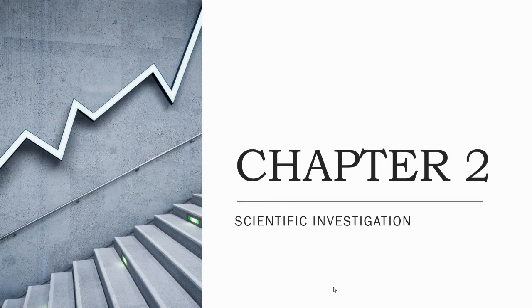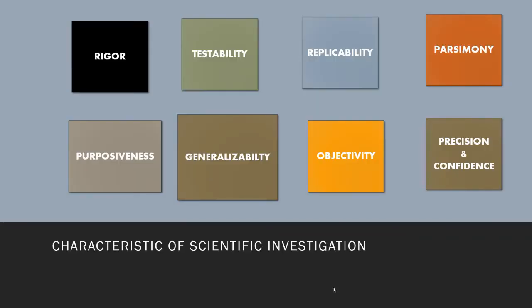So as mentioned previously, research is a scientific investigation. So what are the characteristics of a scientific investigation? These are the characteristics: rigor, testability, replicability, parsimony, purposiveness, generalizability, objectivity, precision, and confidence. I will explain in detail each of these characteristics.